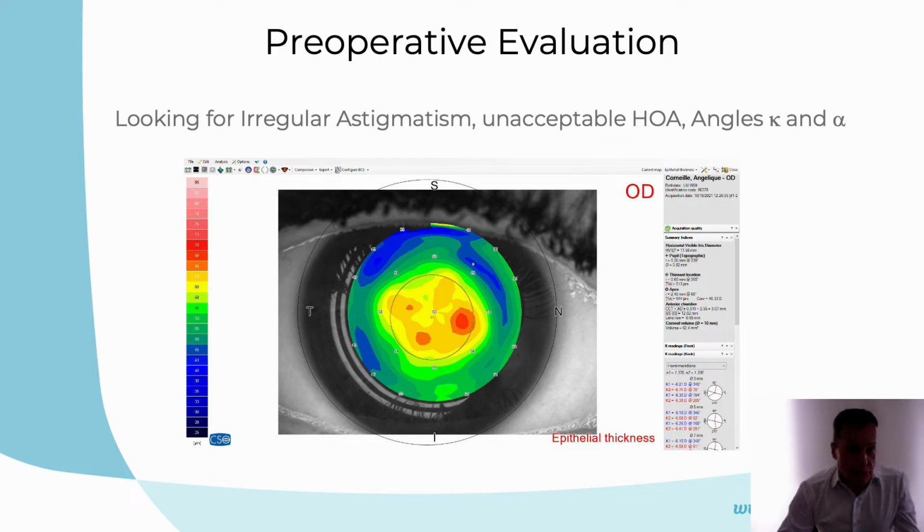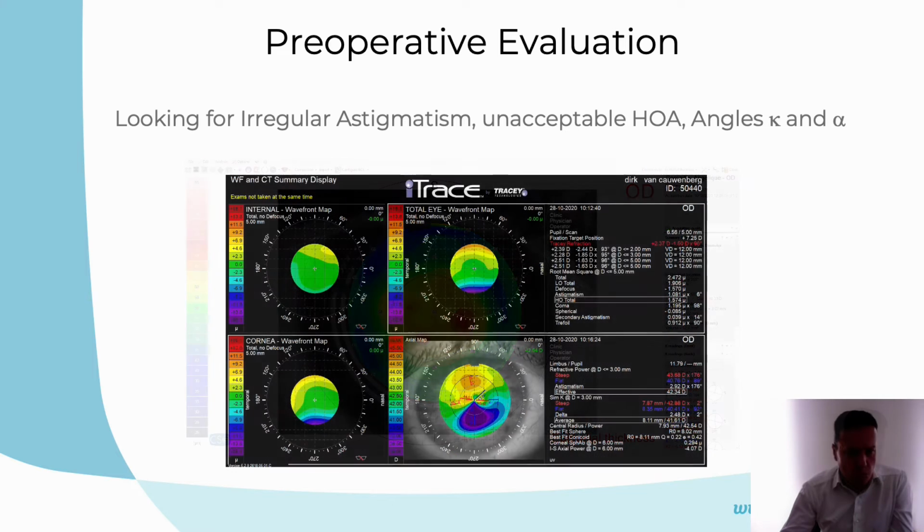This is the epithelial thickness map. In this case, you can appreciate this is a 4-incision RK patient. And it is of course normal that you have epithelial hyperproliferation in the incision sites. But it is very interesting to look at these maps before touching any eye in this case.